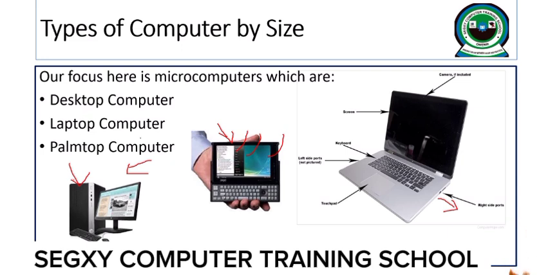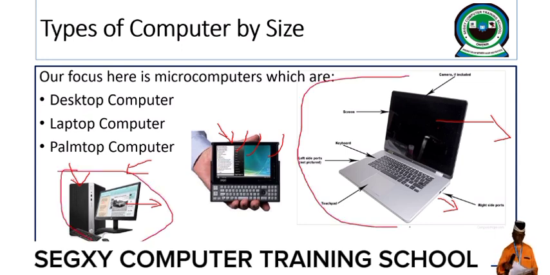Then when we're talking about input and output devices, let me point out that this is your output device, the monitor, for the desktop. For the laptop, this is the monitor. So everything you have on your desktop, you also have with your laptop. You have the screen, which is your output device.